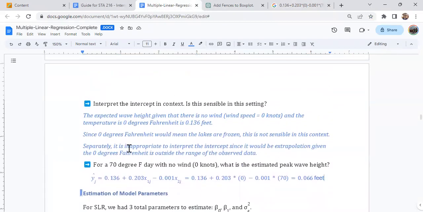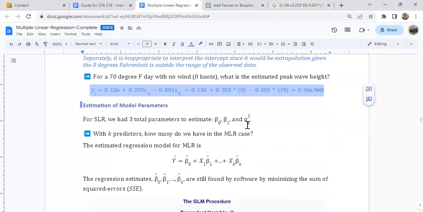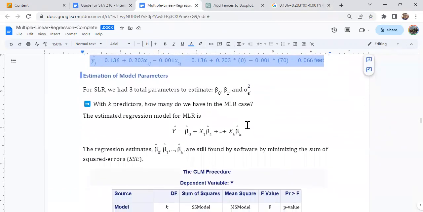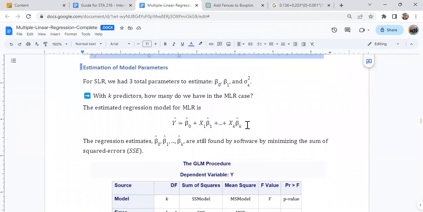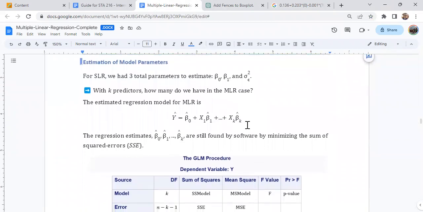Yeah, so that's how we can interpret estimates from the multiple linear regression model. This is how we can get predicted values using the estimated regression equation output. Now we'll talk about some slightly more theoretical or statistics-related concepts with the estimated regression equation.